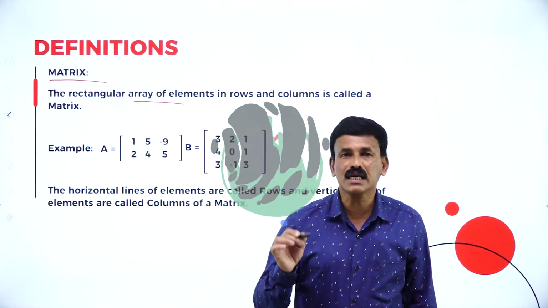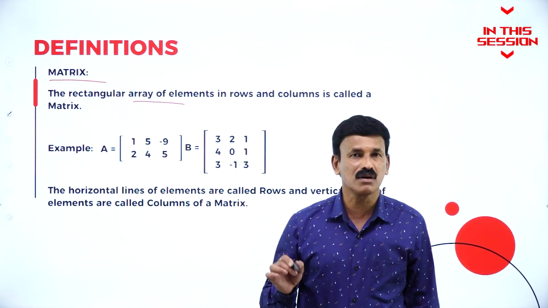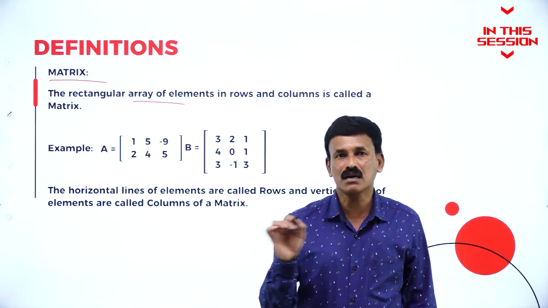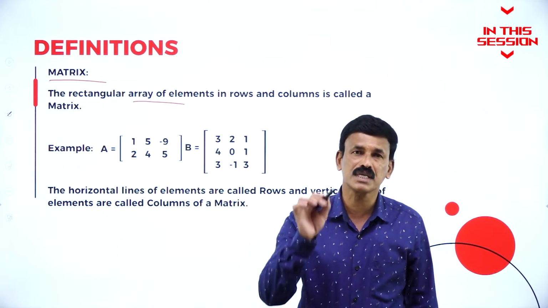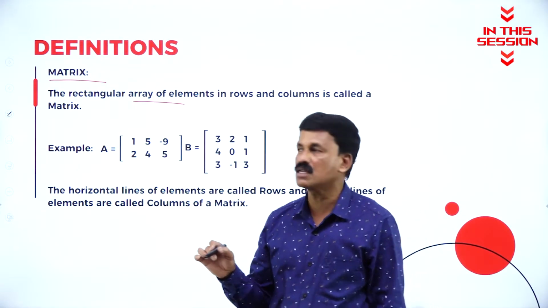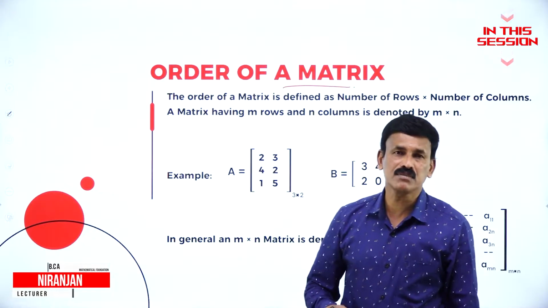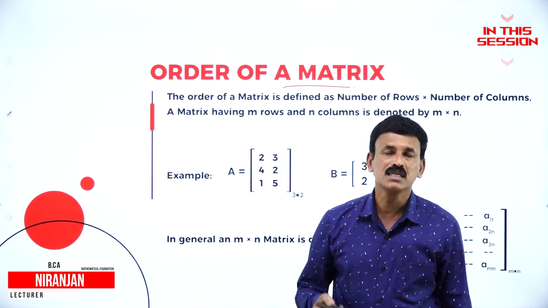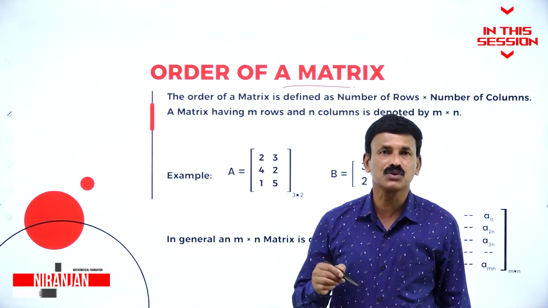The rectangular arrangement of elements in rows and columns is called a matrix. The horizontal lines are called the rows and the vertical lines are called the columns. The order of a matrix will determine the number of elements present in the matrix. Usually the order is defined as rows into column.